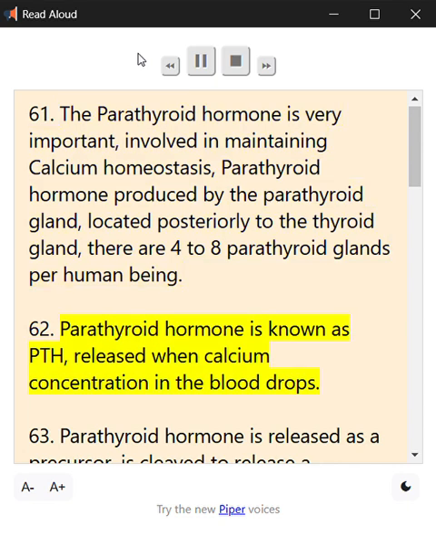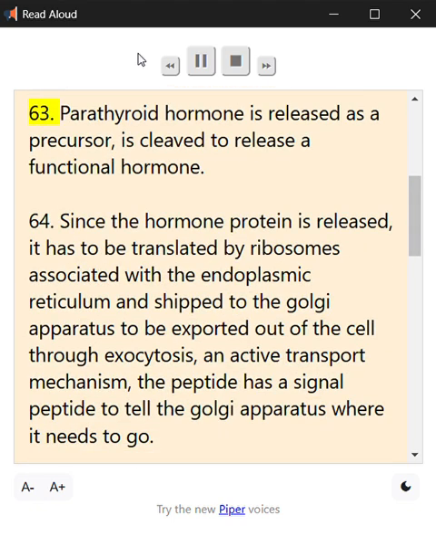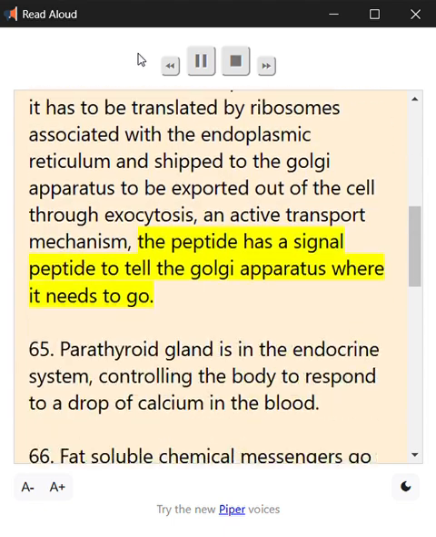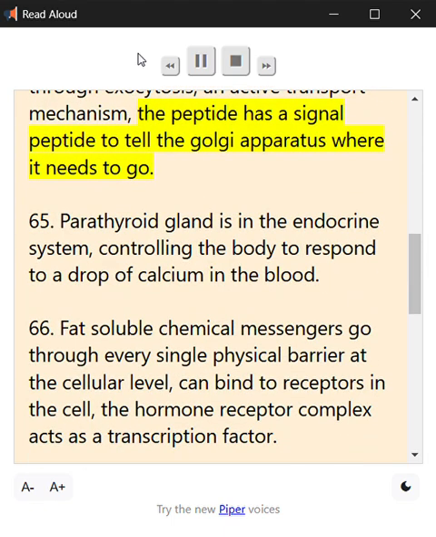62. Parathyroid hormone is known as PTH, released when calcium concentration in the blood drops. 63. Parathyroid hormone is released as a precursor, and is cleaved to release a functional hormone. 64. Since the hormone protein is released, it has to be translated by ribosomes associated with the endoplasmic reticulum and shipped to the Golgi apparatus to be exported out of the cell through exocytosis, an active transport mechanism. The peptide has a signal peptide to tell the Golgi apparatus where it needs to go.